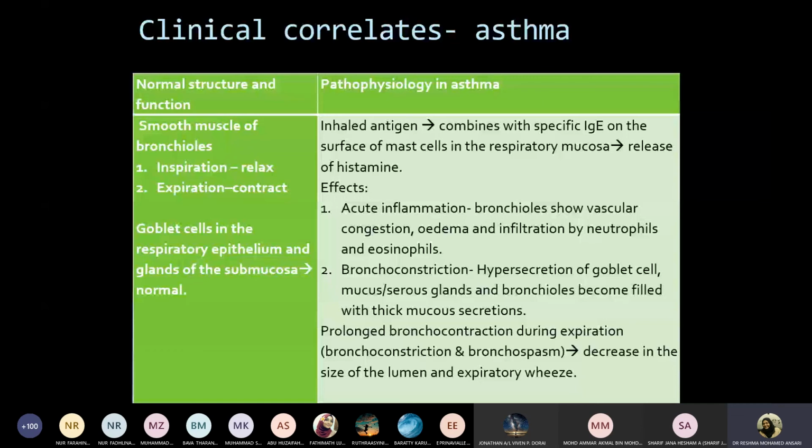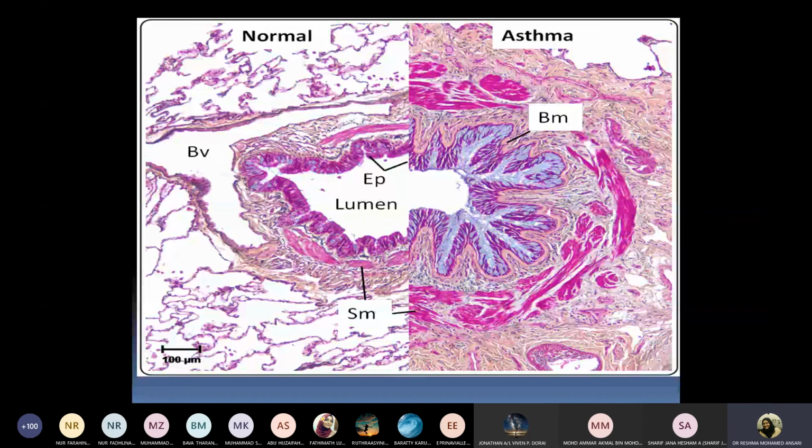Okay, so here is a normal bronchus. You can see the epithelium, you can see the smooth muscle. Look at a bronchus in an asthma patient. There is a thickening of the epithelium because of too many goblet cells and secretion. There is bronchoconstriction. The smooth muscle is also thickened, and they make the bronchus very narrow inside. So that's the difference between a normal patient and a patient with asthma.